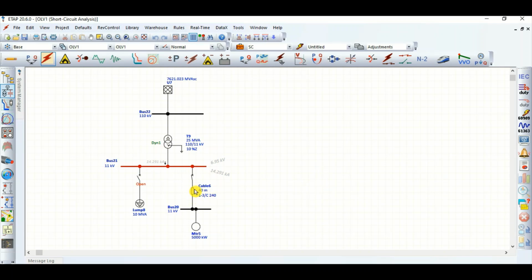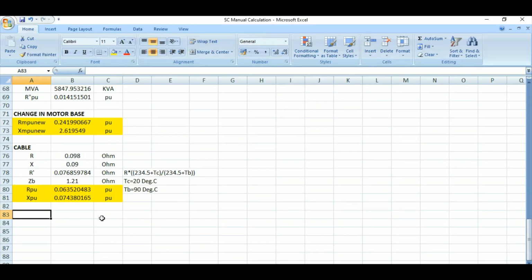So first of all, we will calculate the series impedance considering this motor and the connected cable. So what is RPU? RPU equals this motor R value plus cable. This is in per unit.